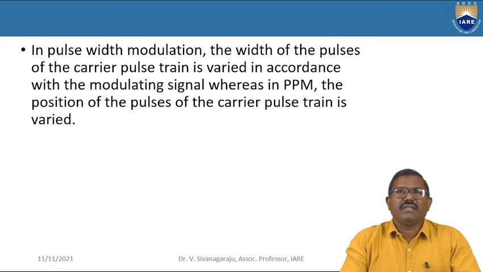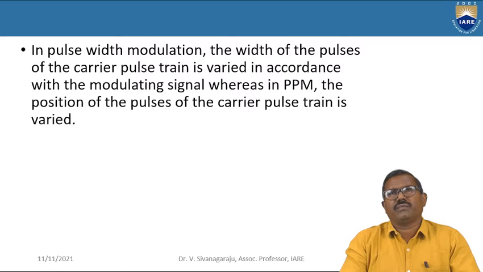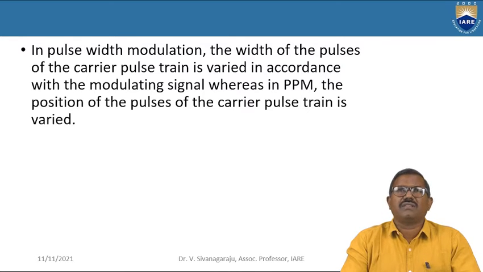So the difference here is that in pulse amplitude modulation, the amplitude of the pulses of the carrier pulse train is varied, whereas in pulse width modulation, the width of the pulses is varied in accordance with the modulating signal. In PPM, the position of the pulses is varied. Simply, if the amplitude of the pulse is varied, we call it pulse amplitude modulation. If the width of the pulse is varied, we say pulse width modulation. If the position of the pulse is varied, we call it PPM.